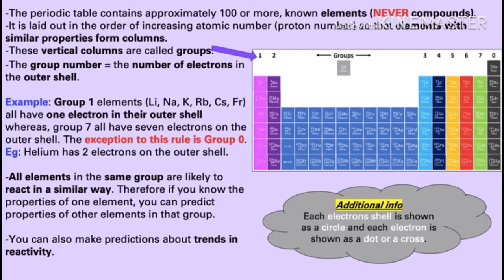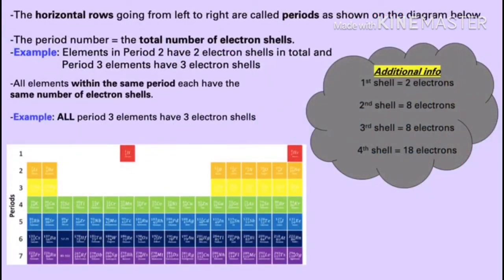Additional information to remember: each electron shell is shown as a circle and each electron is shown as a dot or a cross. The horizontal rows going from left to right are called periods, as shown on the diagram below. The period number tells you the total number of electron shells of an element. Example, elements in period 2 have 2 electron shells in total, and elements in period 3 have 3 electron shells. All elements within the same period have the same number of electron shells. For example, all period 3 elements have 3 electron shells. Additional information to remember is how many electrons each shell can hold.